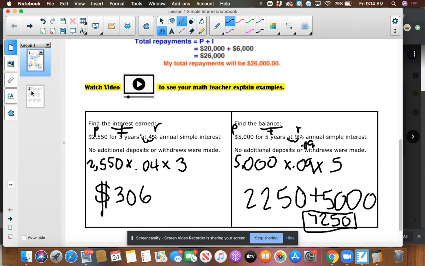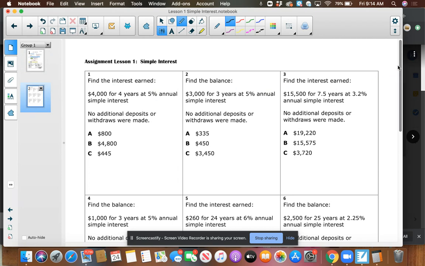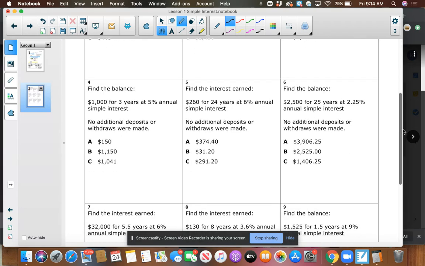On the next page, which is your actual assignment, number 1 says find the interest earned, find the balance. That's different. You have to do an extra step. That's your interest plus the balance. Be very careful. Pay attention to the questions. Don't just do the steps. I know a lot of you have been doing that. You just quickly do one thing and that's it. You need to read the question.